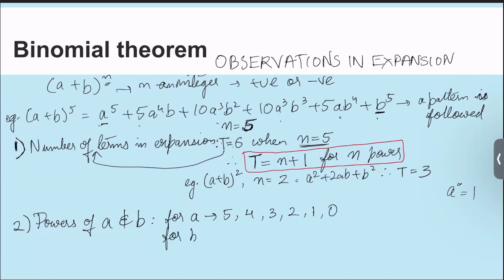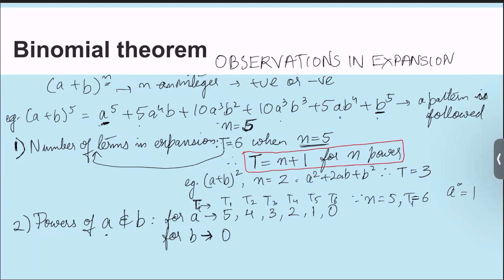For b, the variation in the powers is in the opposite sense of what we see for a. In the first term there is no b. So this is the number of terms: term 1, term 2, term 3, term 4, term 5, term 6. Since n is equal to 5, the number of terms goes from 1 to 6. Let's take this as t_i.